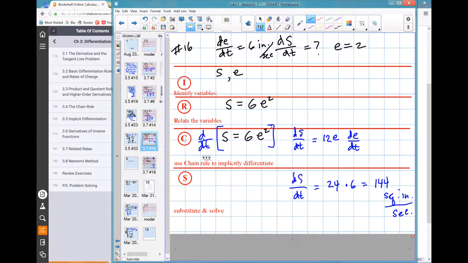So if the edges are changing at a rate of 6 inches per second, and currently the edge is at 2, so in a second, how much has the surface area increased? And the answer is the rate is 144 square inches per second. Any questions?